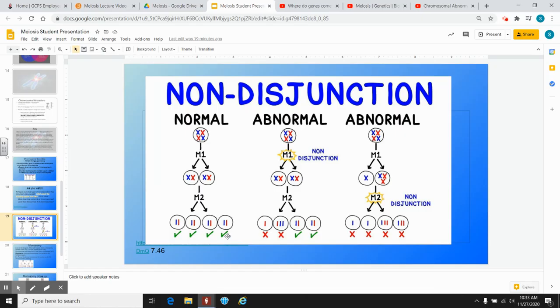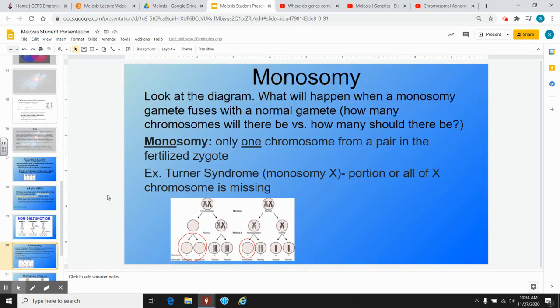So remember, when we're talking about meiosis, we are going to be talking about a germ cell that's going to form either 4 eggs or 4 sperm. So these are sex cells down here at the bottom, and they should have half of the number of chromosomes that you see at the top. So let's take a look at monosomy.